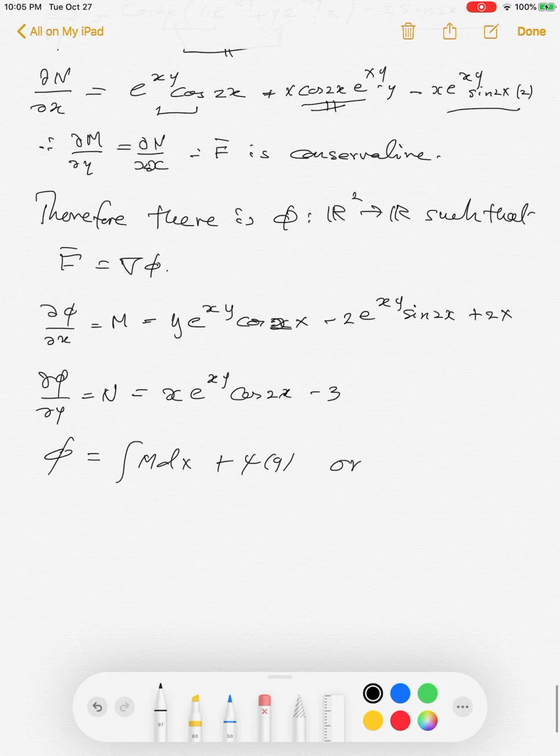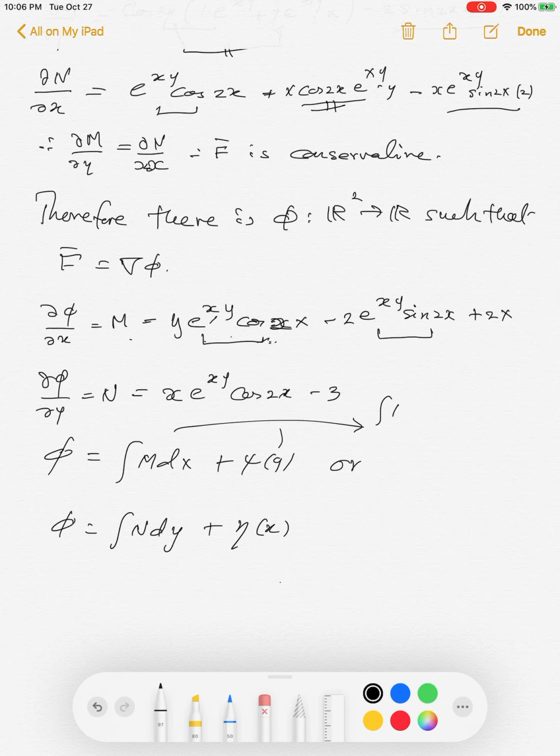So therefore I can write φ either as the integral of M dx plus some function of y, or I can write φ as the integral of N dy plus some function η of x. Now you see that in this particular problem, if you integrate the first term with respect to x, you will have the integral of e^(xy) times cos 2x. It's the integration of an exponential and a trigonometric function. That has to be done by parts, and it is complicated. And then again you will end up having another integration by parts here.